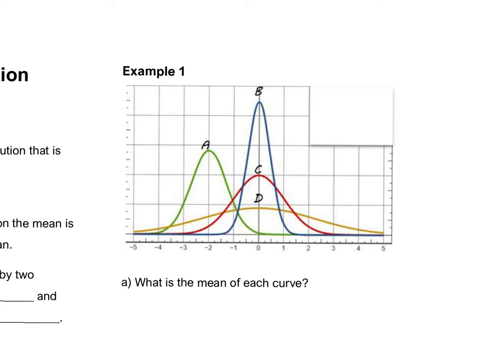All right, so let's look at these examples. This first one says, I give you 4 different normal curves. And I know they're normal because they're all bell-shaped, and they're all symmetric and unimodal.